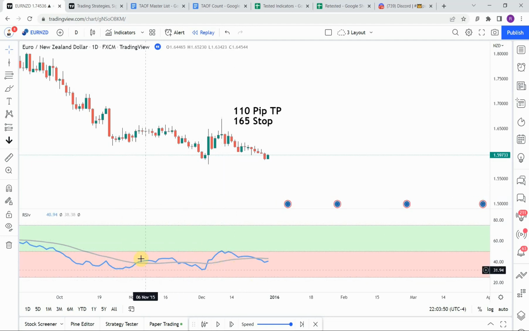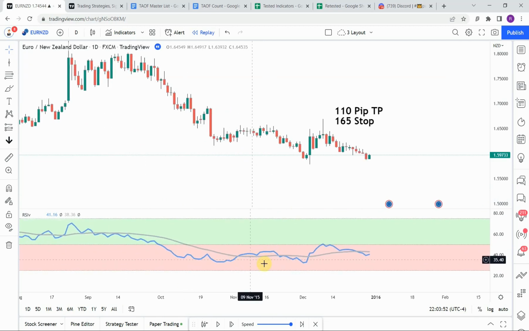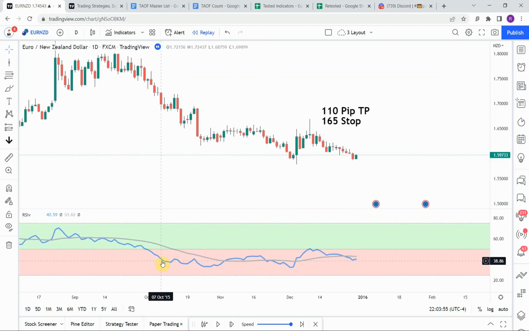And so what we are going to do is kind of a twofold process here. Twofold type signals. First and foremost, when the blue line crosses down into the red area, that will be a signal to go short. When the blue line crosses up above into the green area, that's going to be a signal to go long.